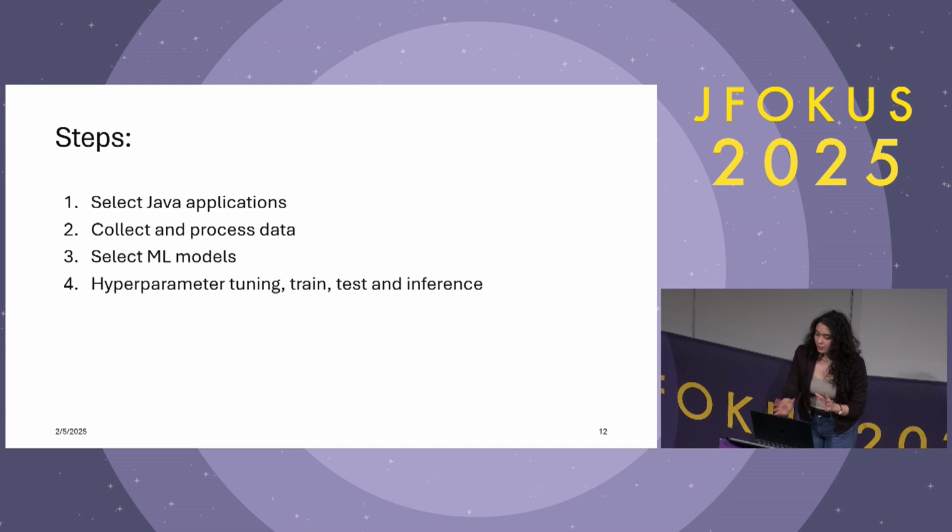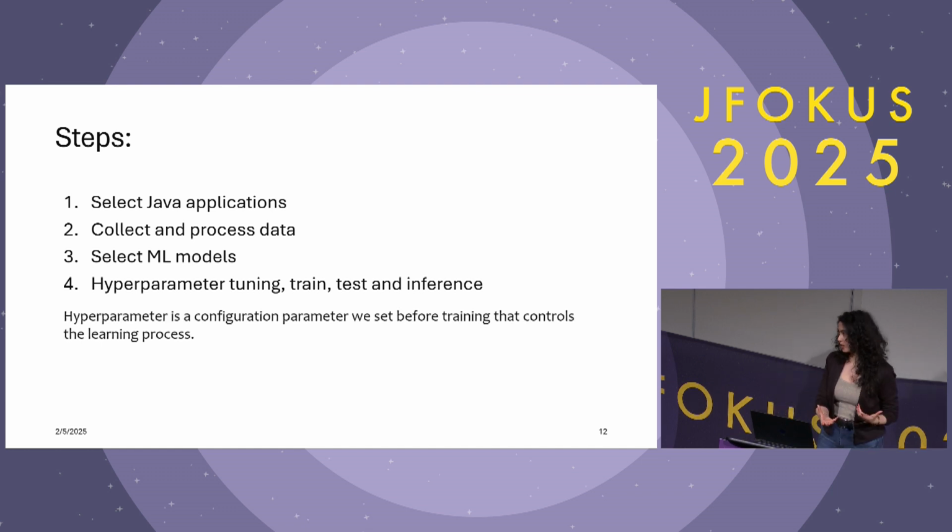As the next step, we first tune the hyperparameters of the model. For those who are unfamiliar with the term, a hyperparameter is a configuration parameter that we set before training that controls the learning process. Then we do some training and testing, nothing fancy here.